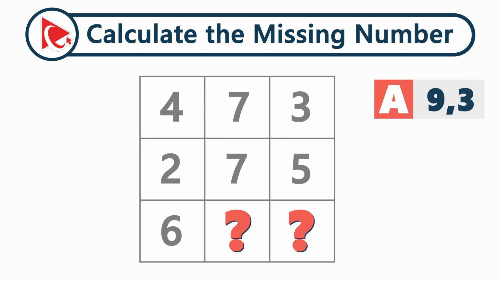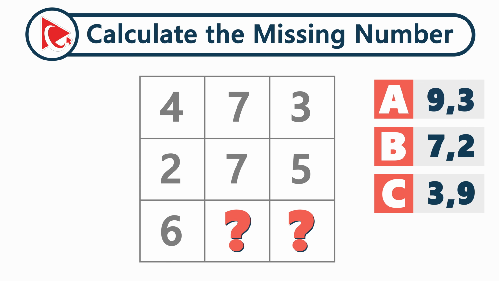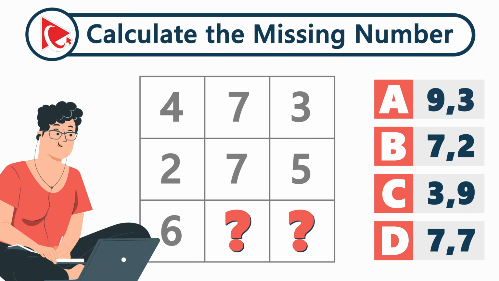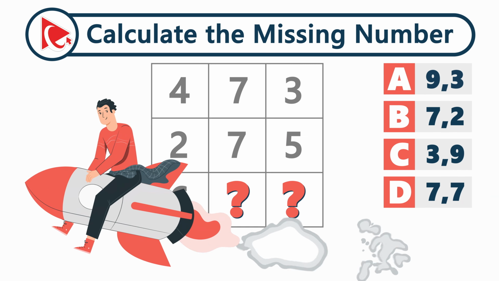Choice A, 9 and 3, choice B, 7 and 2, choice C, 3 and 9, and choice D, 7 and 7. Take a moment to carefully think through this problem. Be sure to finalize your answer before time runs out, just as you would in the real test. Afterward, we'll review the solution in detail. Let's go ahead and get started.